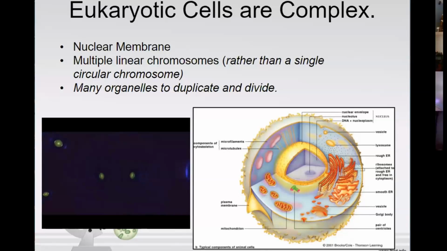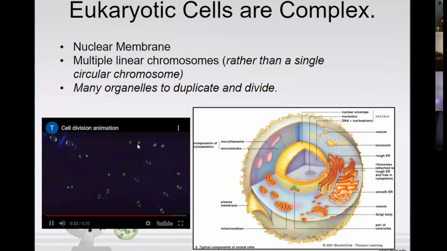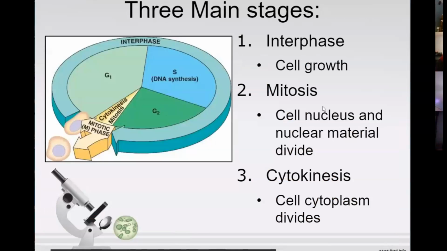So that's a real simple version, right? So you can see the cell creates two nuclei and then it divides. And all of your cells are going through that process.